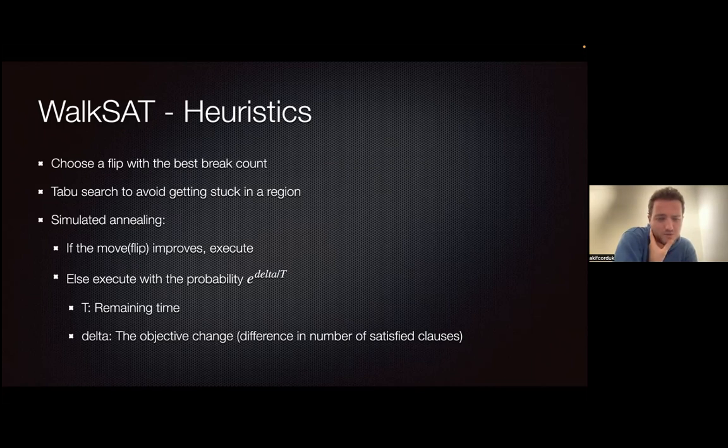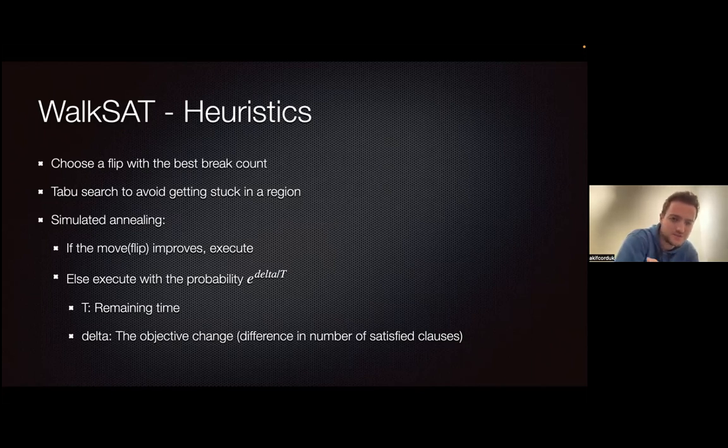But if it doesn't improve, we choose whether to execute this variable flip with the probability of e to the delta over T. T here is the remaining time. So what happens is that as T goes lower, our delta will be negative because we are making the solution worse, and the probability that we will execute worsening moves gets close to 0. But if T is higher, if we have a lot of time, then e to the power of something small will be close to 1, and with a high probability we will execute that move.